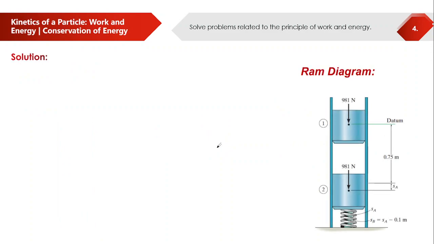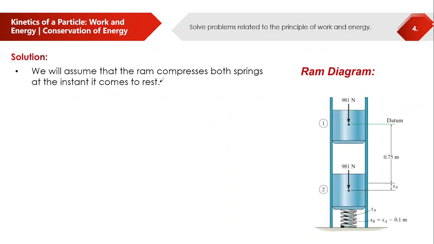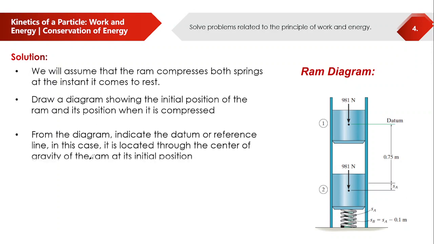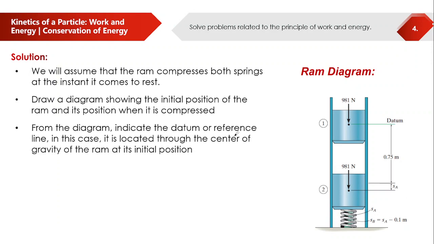Okay? Ano ba kailangan natin gawin? So, we will assume that the ram compresses both springs at the instant it comes to rest. Okay? So, draw a diagram showing the initial position of the ram and its position when it's compressed. Okay? So, kailangan natin ng datum line again. So, when it was at rest before it release, no? Or before it fall down, meron tayong datum line dito. And when it stopped, meron din tayo dito. Okay? So, from the diagram, indicate the datum or reference line. In this case, it is located through the center of the gravity of the ram at its final position.